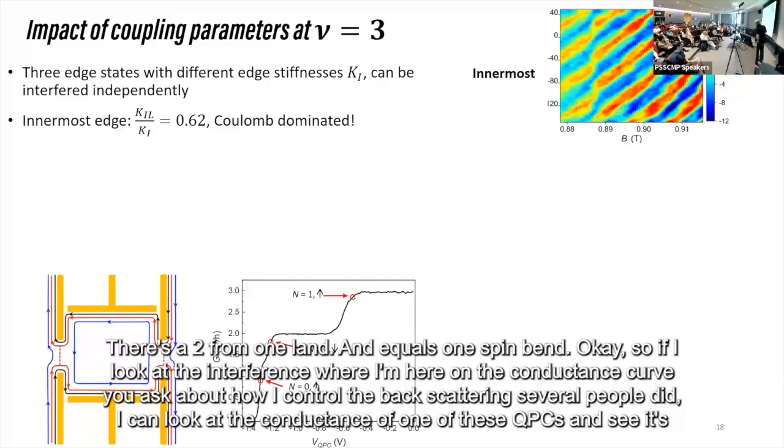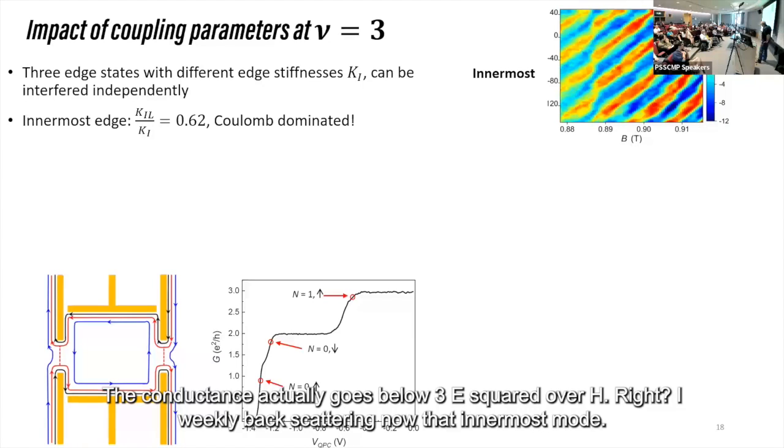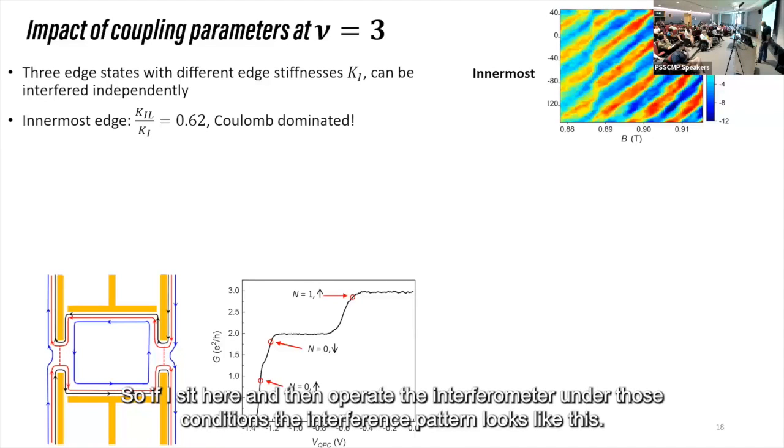So if I look at the interference where I'm here on the conductance curve, you ask about how I control the backscattering, several people did. I can look at the conductance of one of these QPCs and see it's fully quantized, which means I'm transmitting all 3 modes. And I keep squeezing on the QPC until the conductance actually goes below 3 e squared over h, right? I'm weakly backscattering now that innermost mode. So if I sit here and then operate the interferometer, under those conditions, the interference pattern looks like this.